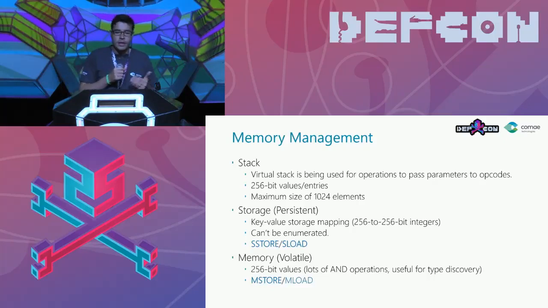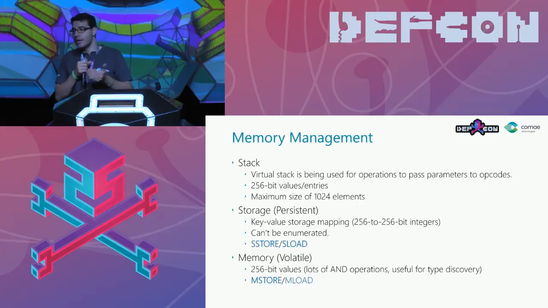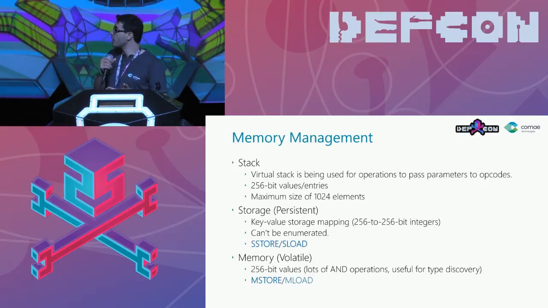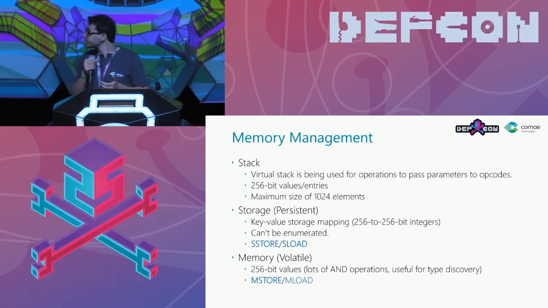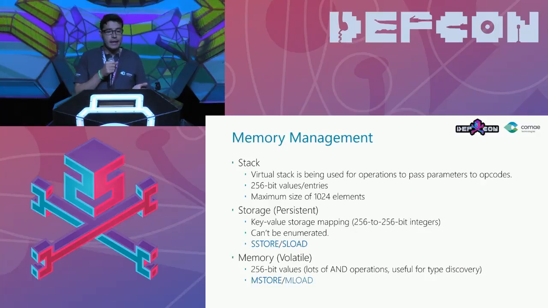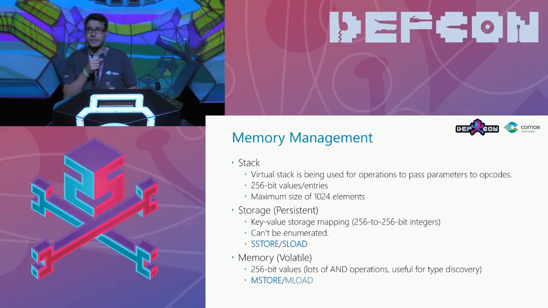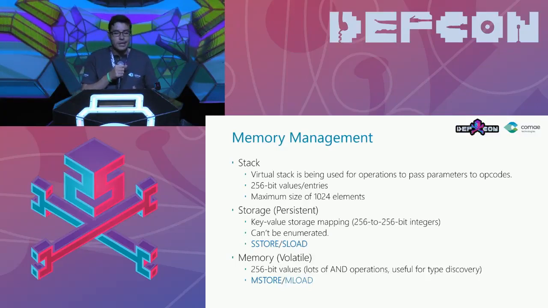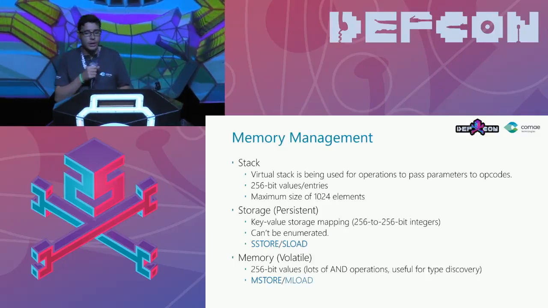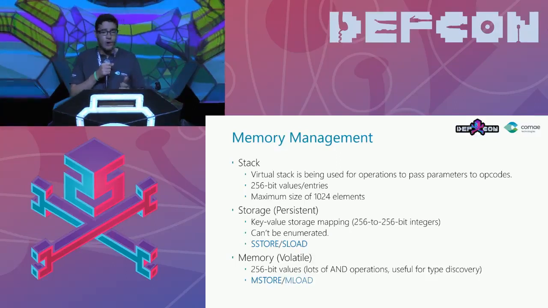Regarding memory management, you would have 3 different types of memory that are significant. The first one is the stack that I was mentioning before. Under traditional architecture, you would use the stack to push arguments, at least with x86, not with 64-bit architectures. You would use the stack to push arguments to a function. So here, you push arguments to opcodes. And there is a limited size to the actual stack, which is 1024 elements.